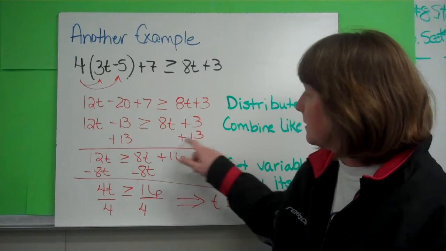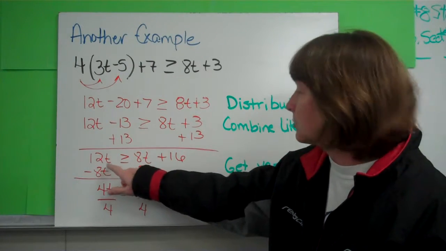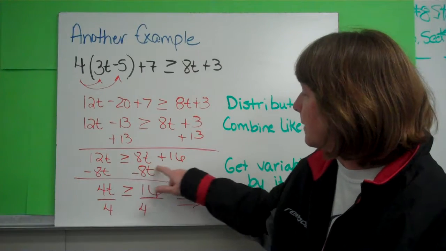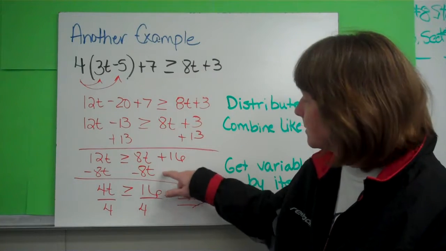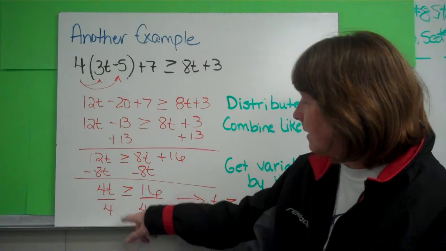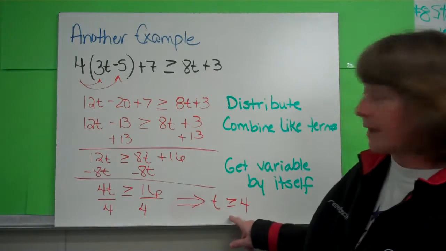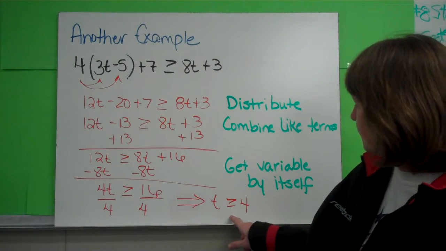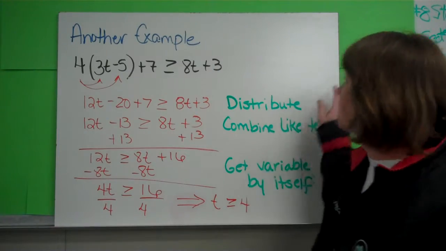So we add 13 to both sides. Gives us 12t is greater than or equal to 8t plus 16. Then subtract 8t. And then we have to divide by 4, so we have t is greater than or equal to 4, and we have our variable by itself.